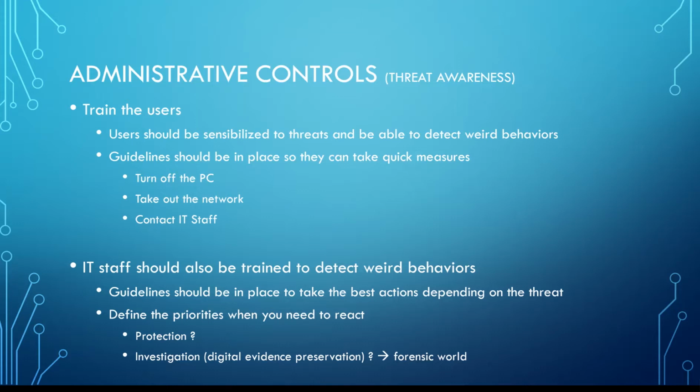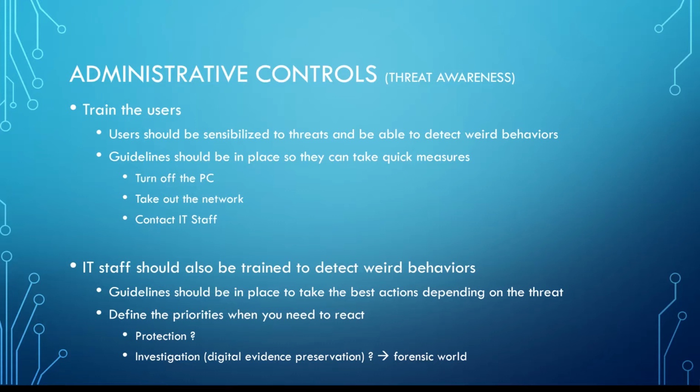Some guidelines should be in place so they can take quick measures. So for example, they can be trained that if something really, really weird is going on, they could turn off the PC, take out the network plug of their computer, and contact the IT staff. Those are just examples, of course. But the IT staff should also be trained to detect weird behaviors. So they should also have some guidelines that will help them to take the best actions depending on the threats. So this is a little bit like a response plan, actually.